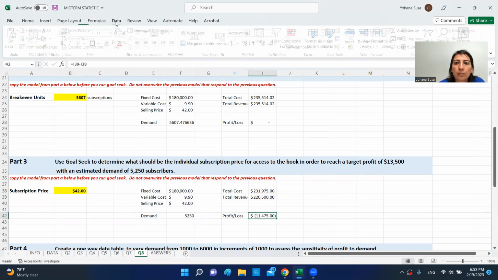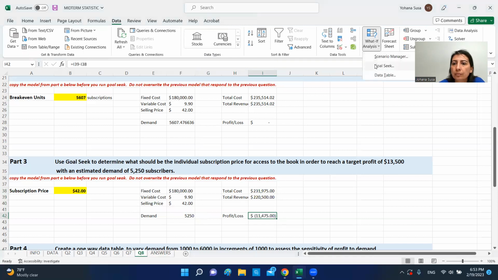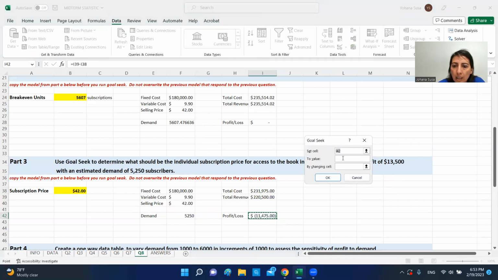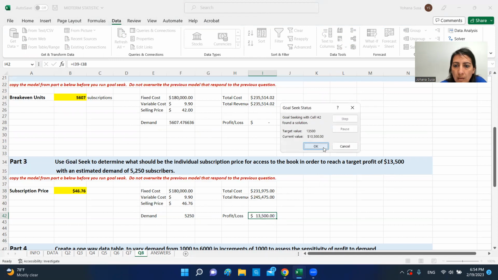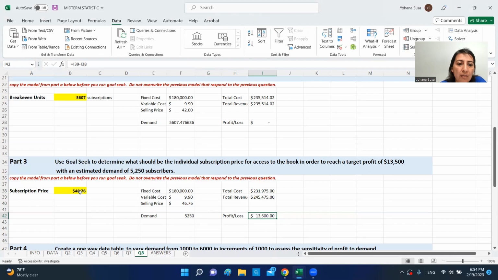So we go to our goal seek. And we need to sell. Again, here it is. It says use goal seek to determine what should be the individual subscription price. So by changing the subscription price, we need to make a profit. And this is the profit line, will be here. So the price will be 46.76.